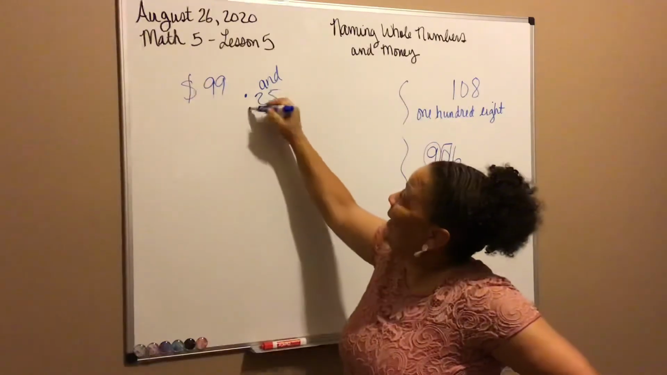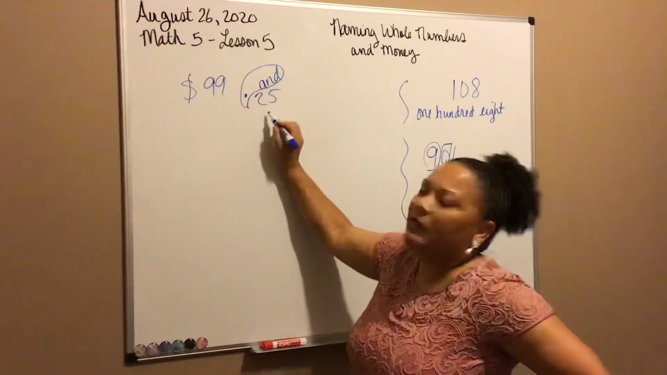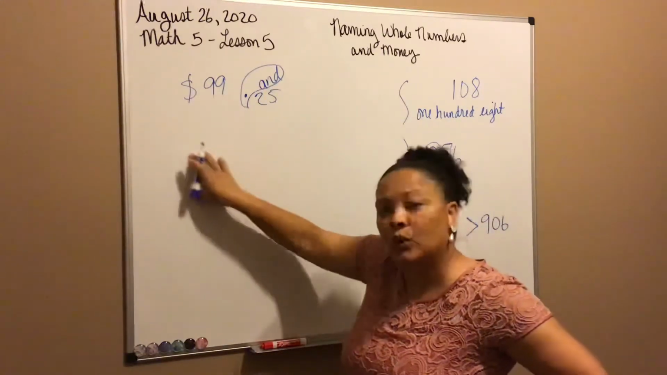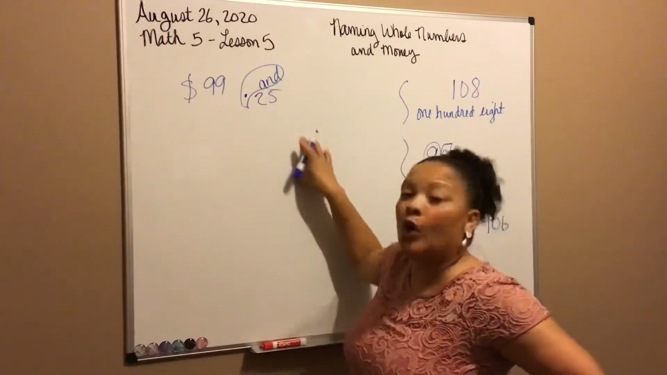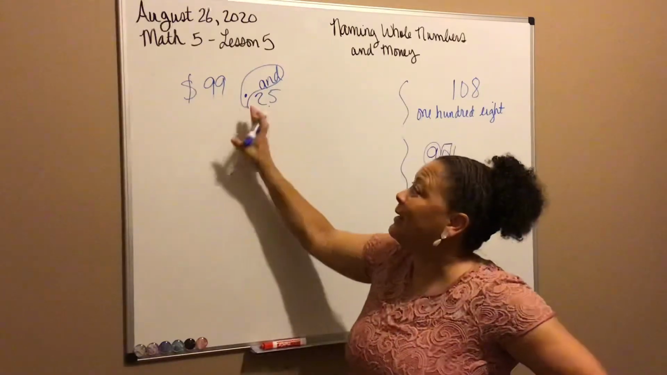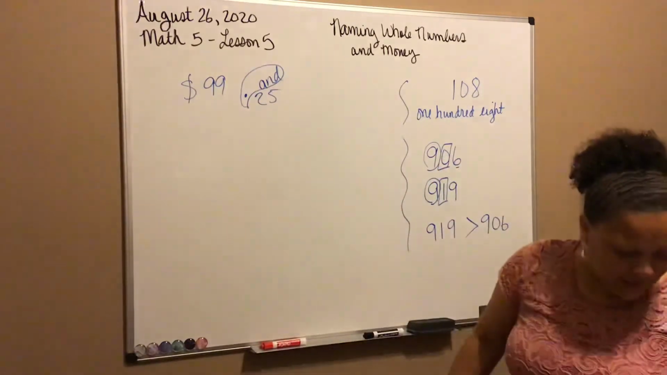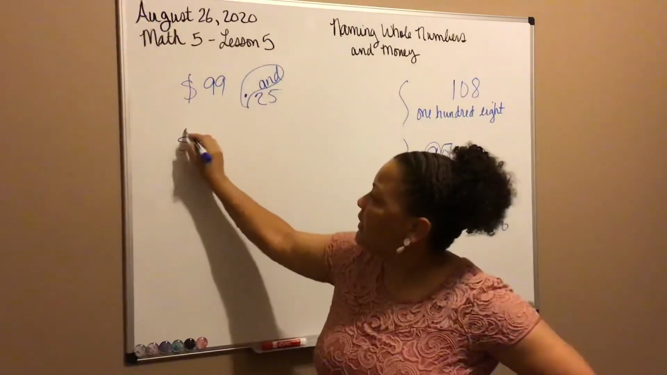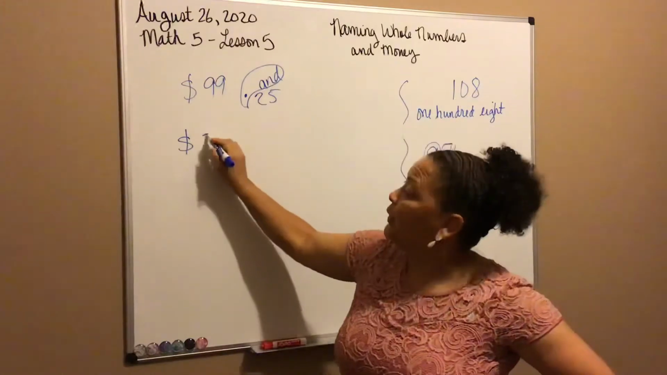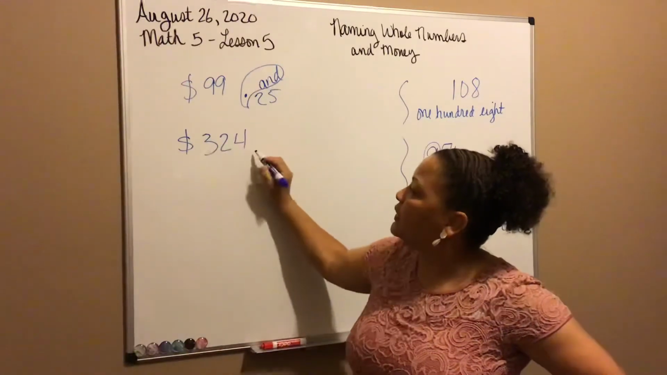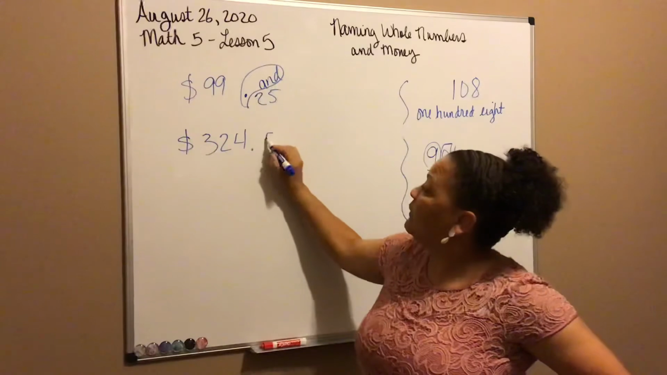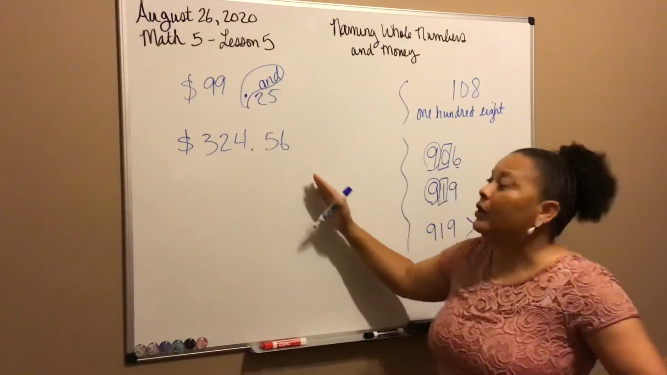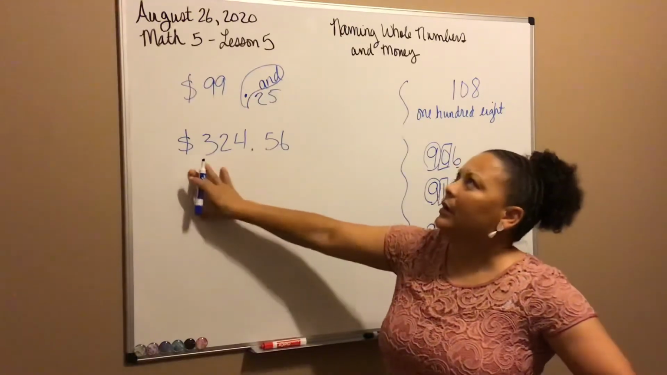Okay, so this represents some of a dollar that is not whole. I can't put it with my whole dollar amount. It's part of a dollar. So it's $99 and 25 cents, if that makes sense. The next example that I see here in the book says $324 and 56 cents.